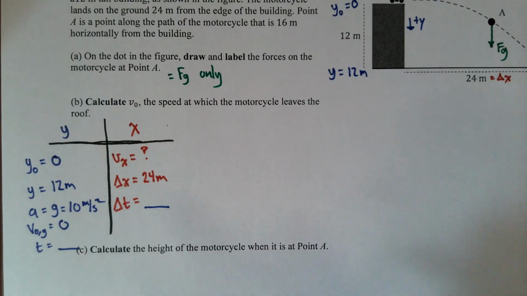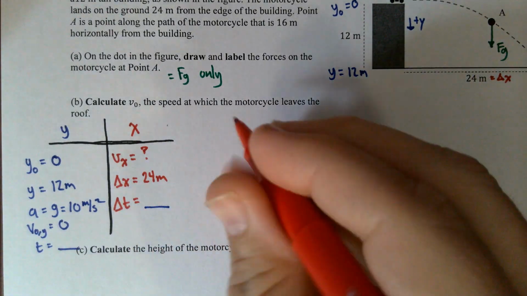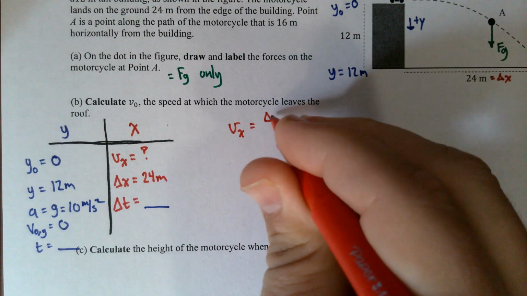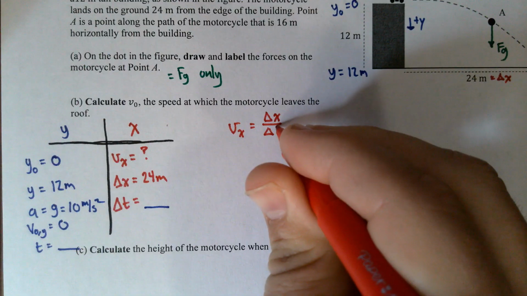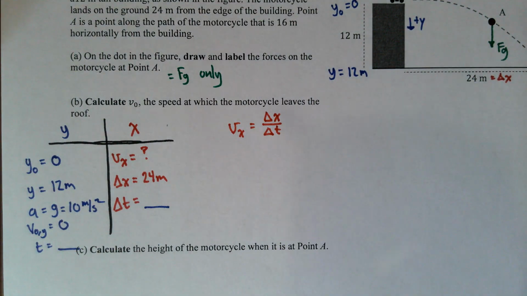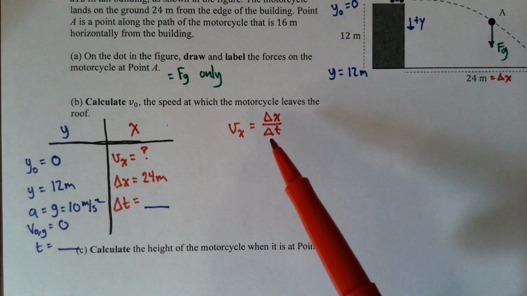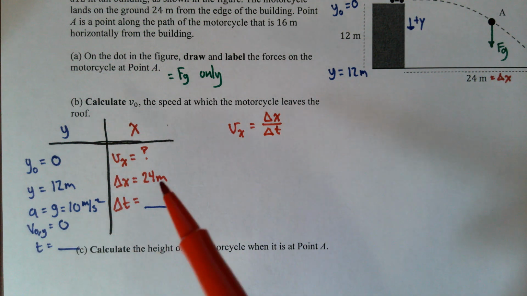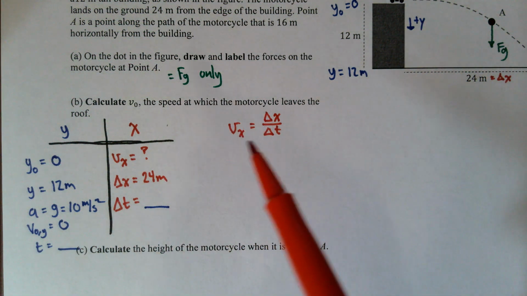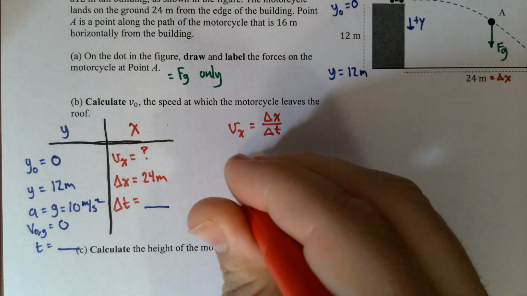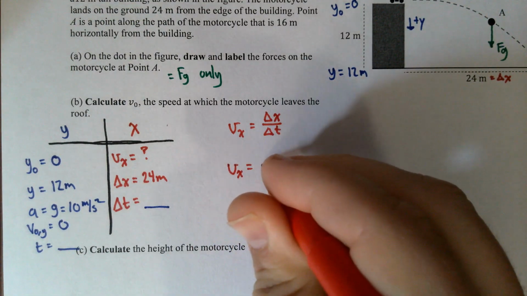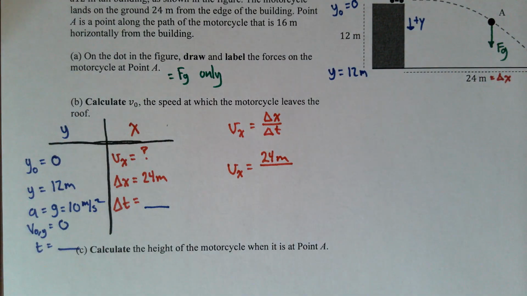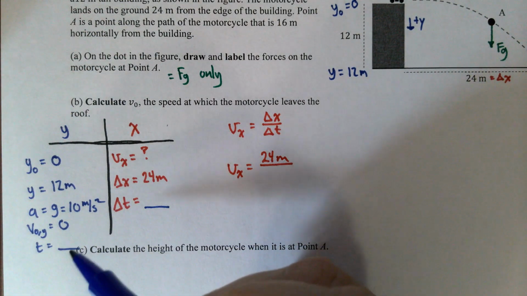And if I had the time, then this would be really easy, because in the horizontal direction, the velocity is constant. And so we just go back to our very first physics equation, the definition of velocity, displacement over time. So I have to figure out the time using the vertical axis in this case, and then I can plug it in over here once I've got that. So I'm going to go ahead and set this up. Vx equals 24 meters over the time. And then let's work over to the side and figure out this time.